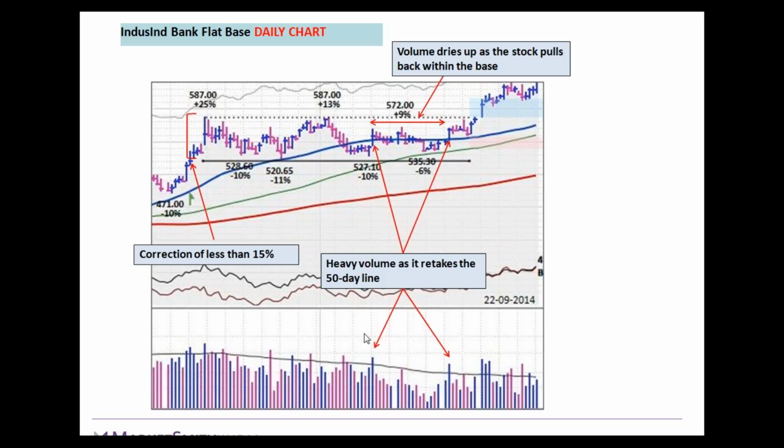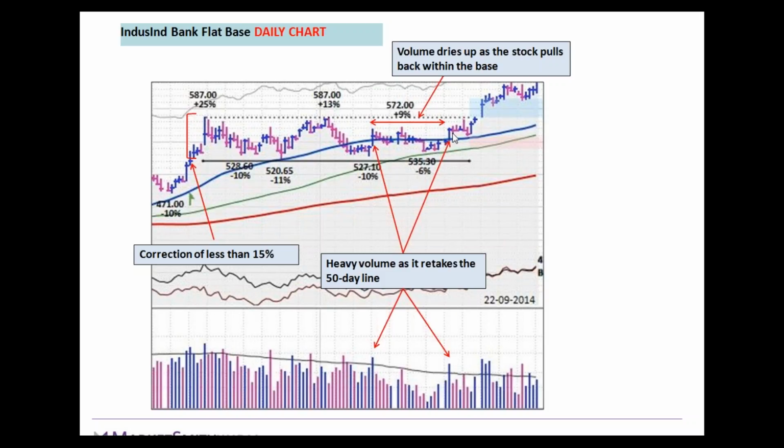Notice that as it retakes its 50 DMA, that happens on very strong volume. The move above the 50 DMA happens on very strong volume, but the slight consolidation that happens after that happens on very low volume, which is what we want to see. Again, when it moves above the 50 DMA, it's happening on high volume, whereas this consolidation was on low volume.